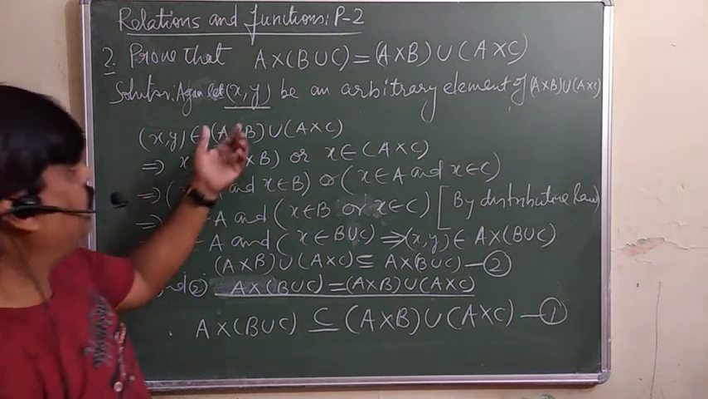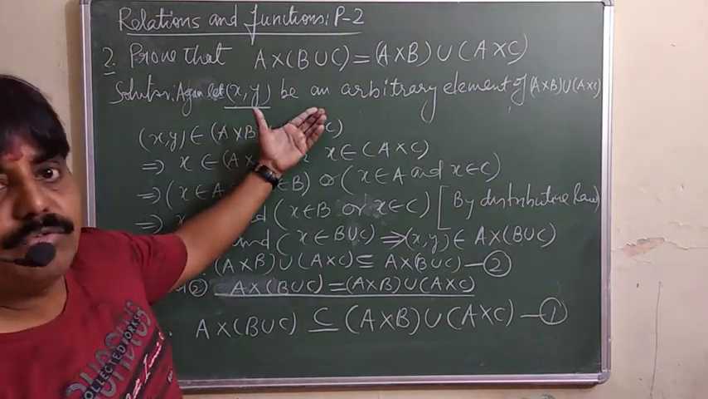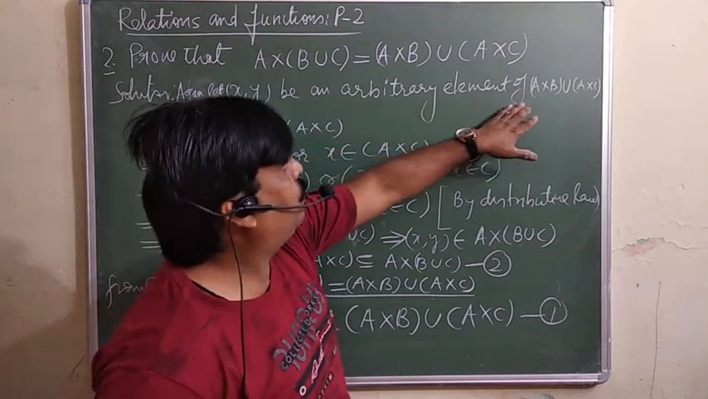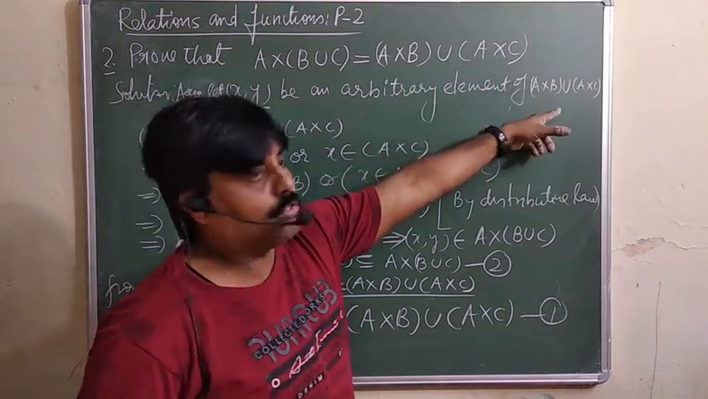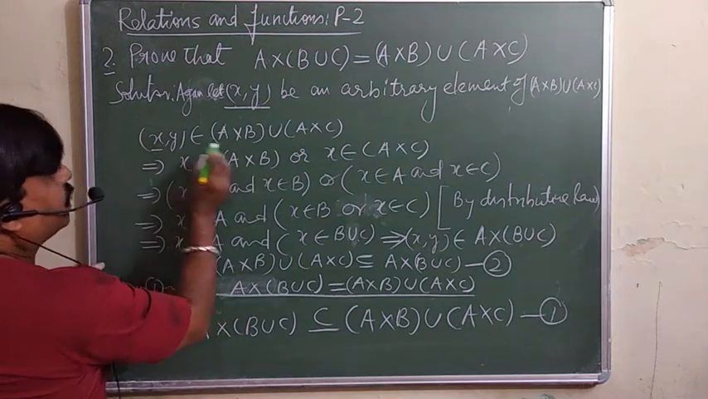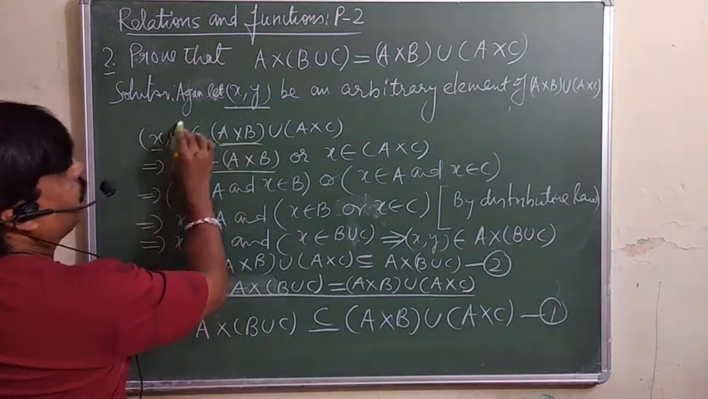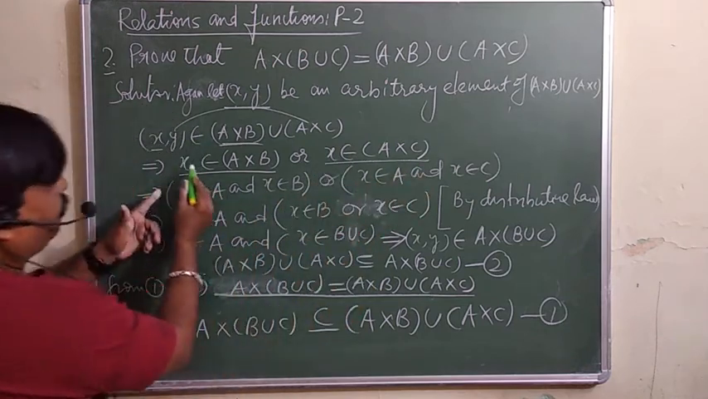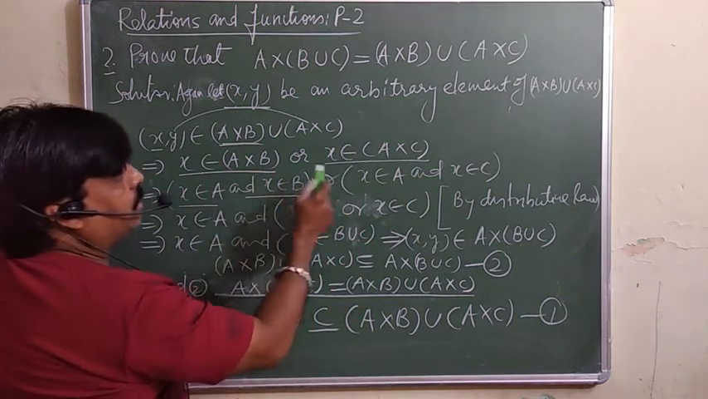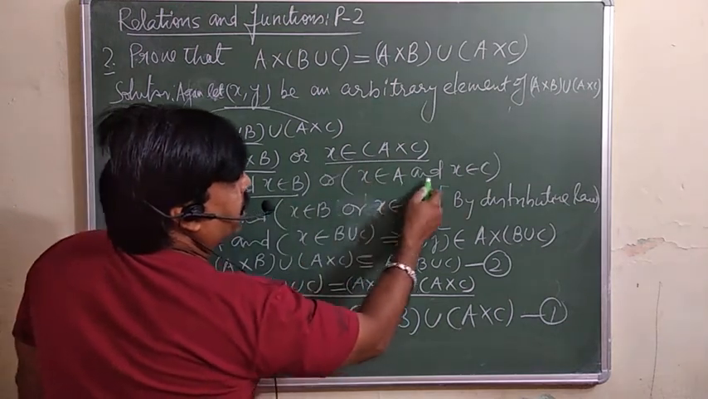Okay, similarly, I have already written it here, I am going to explain. Similarly, you can assume that x, y are arbitrary elements of this one, A cross B union A cross C. So simply, x, y belongs to this one. It means the first element will be in A cross B and y will be in A cross C. If x belongs to A cross B, x is in A and x is in B. Here only x belongs to this one, x belongs to A and x belongs to C.